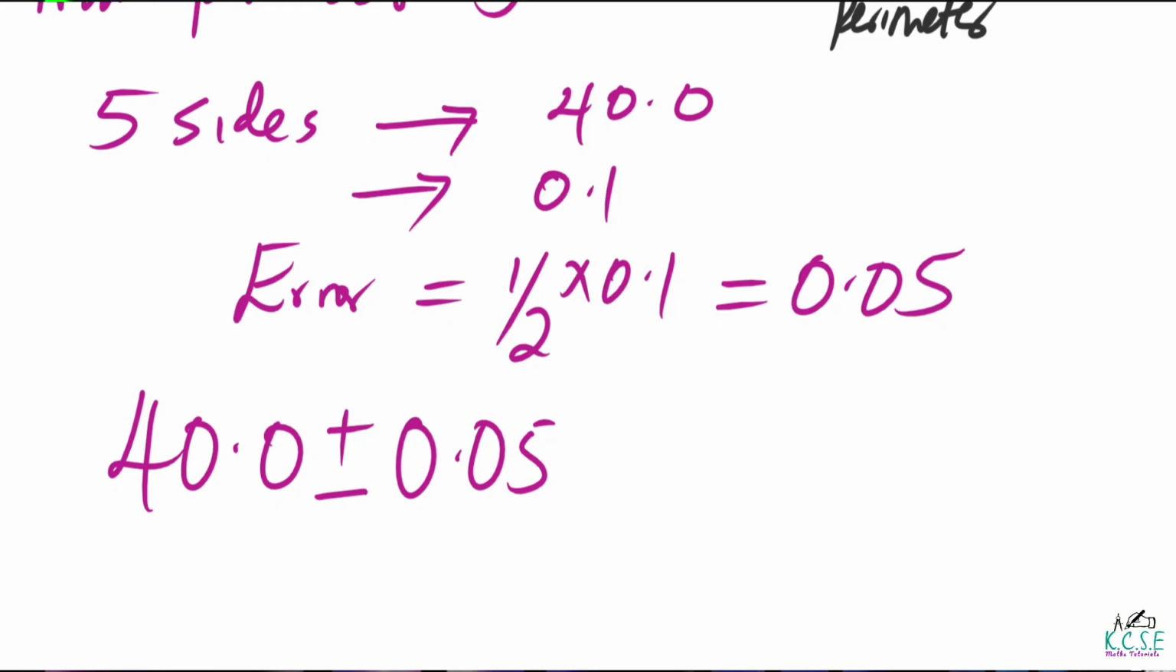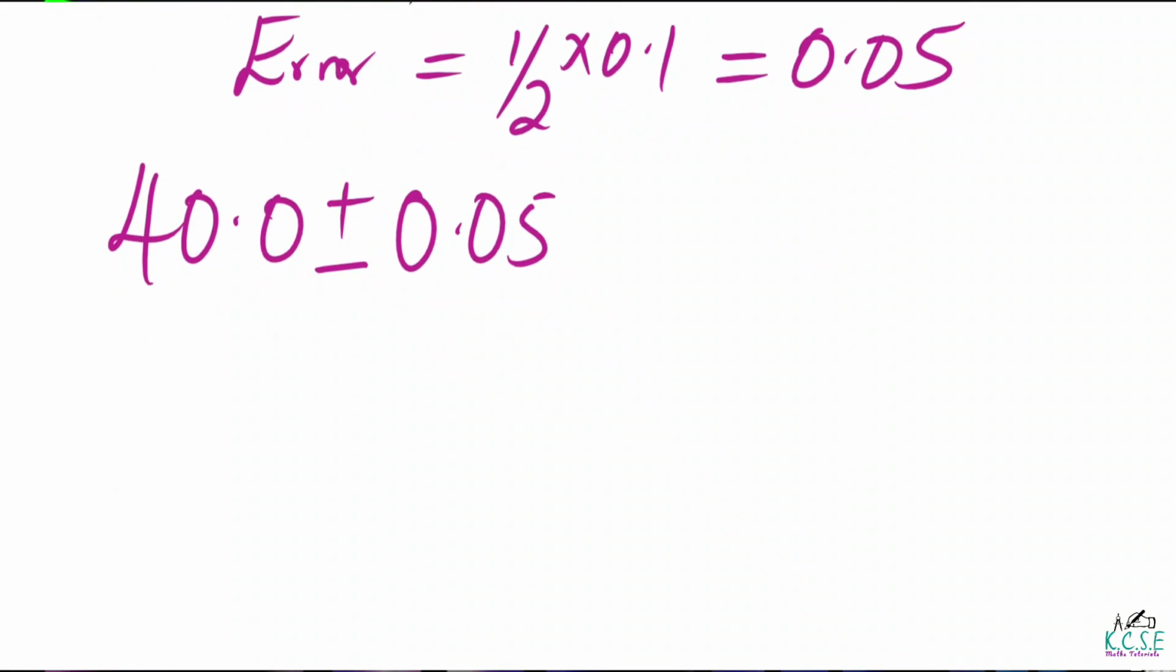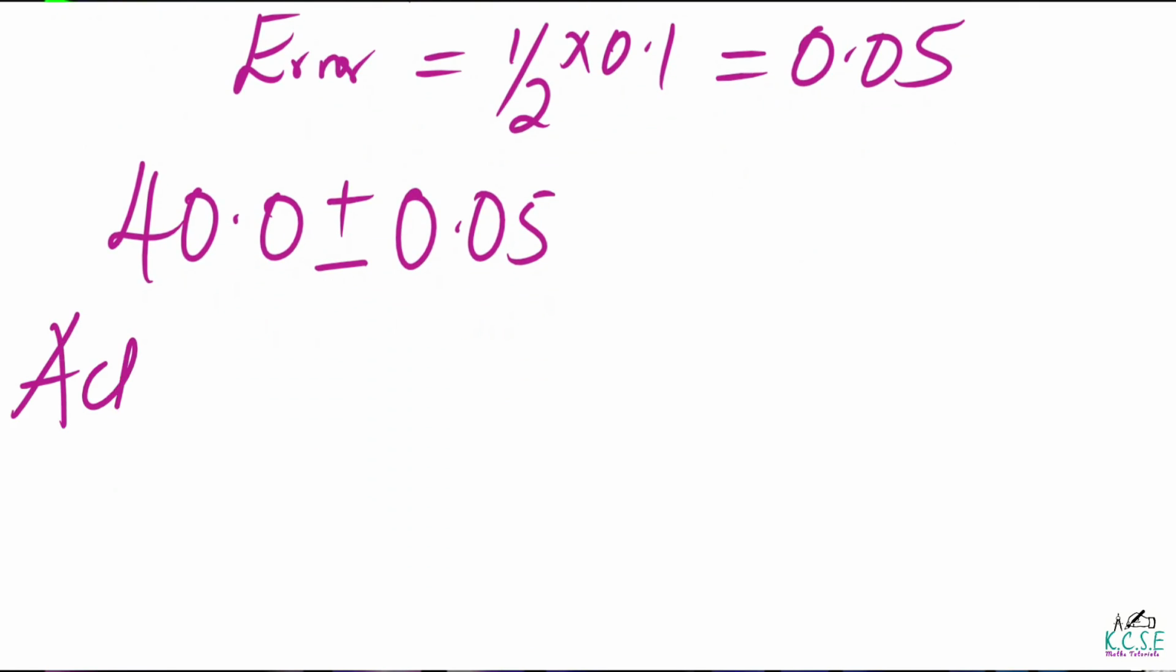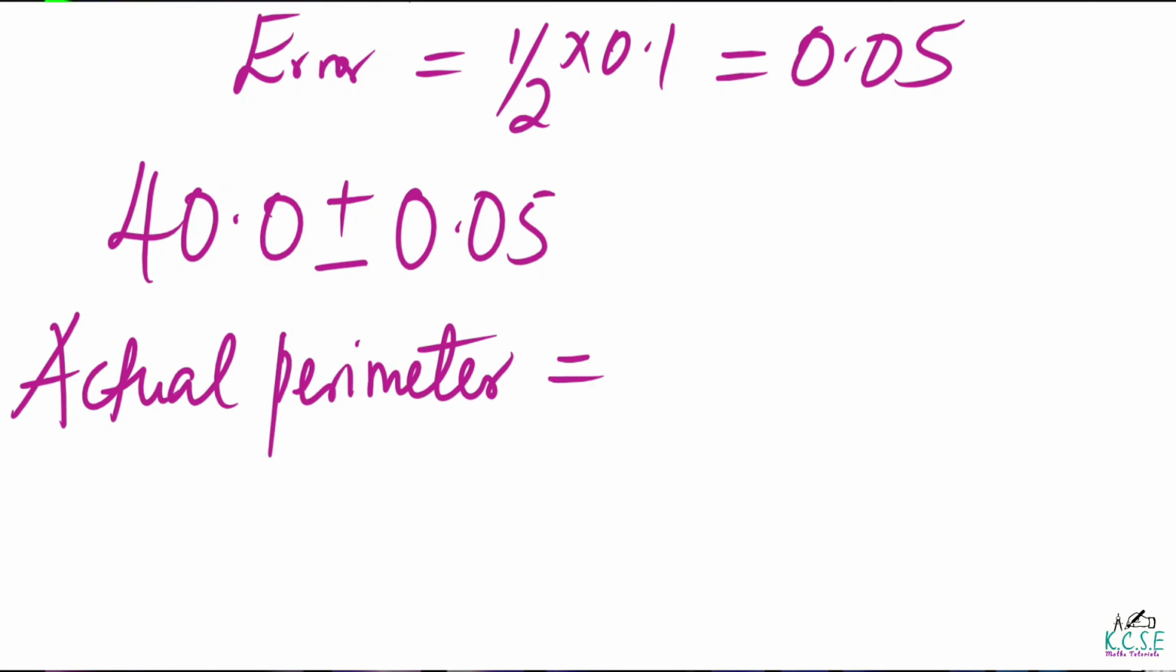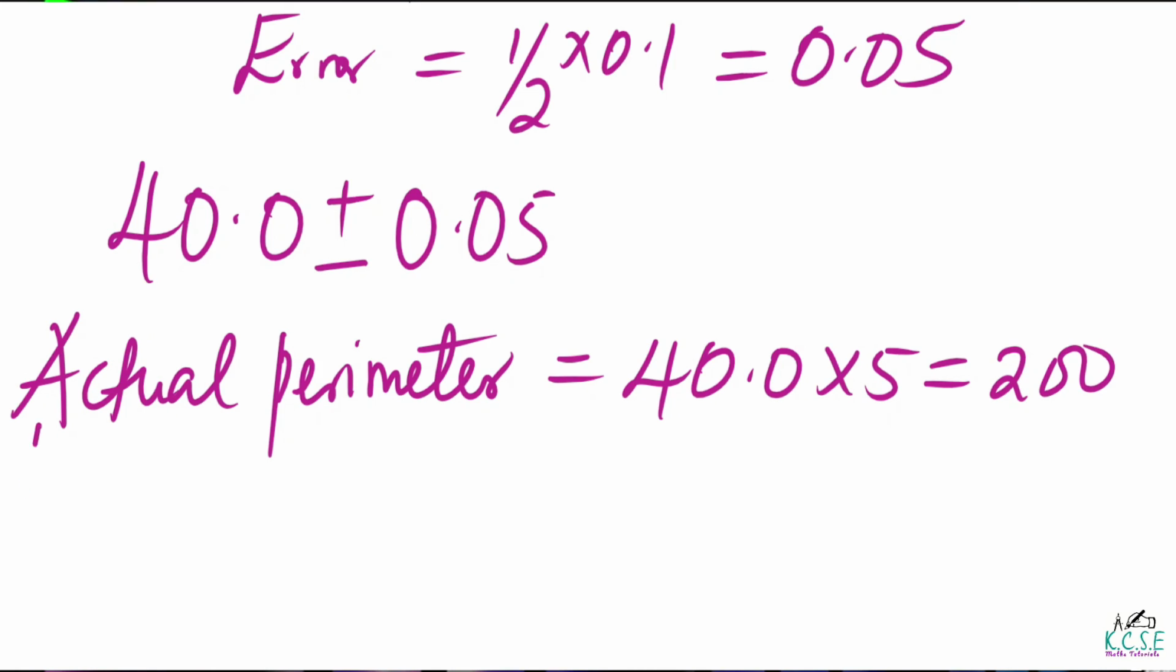So let's go to the actual perimeter. The actual perimeter will be obtained by, there are 5 sides. So the actual one is 40.0. There are 5 sides. So that is the actual perimeter, which will be 200.